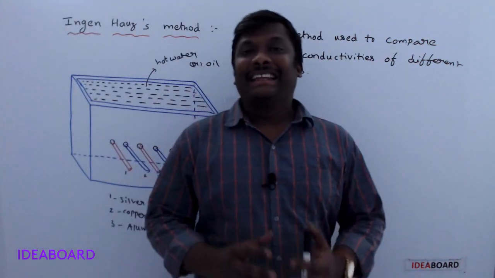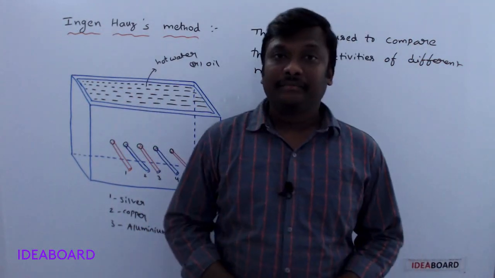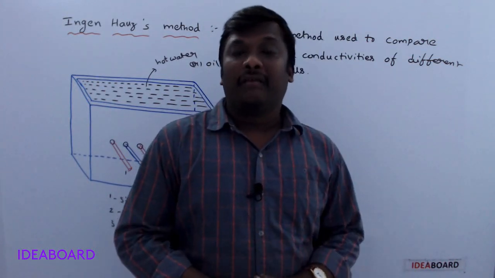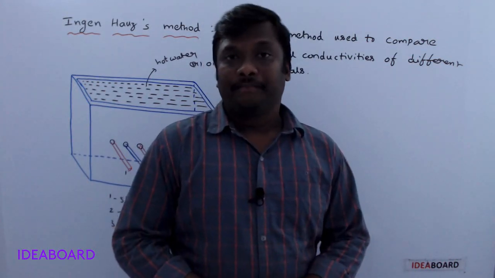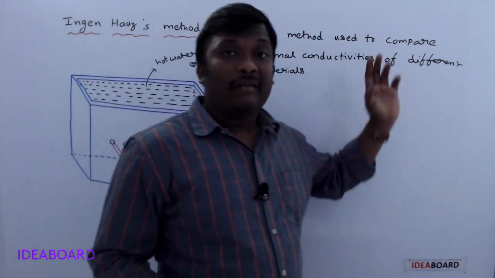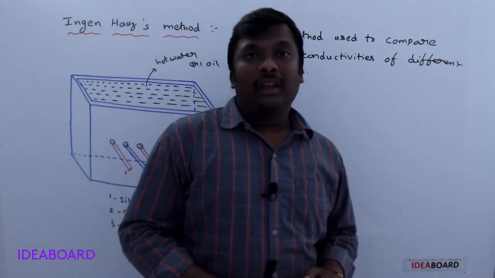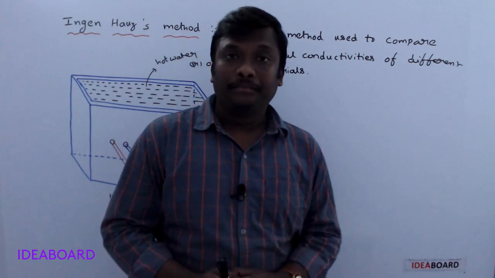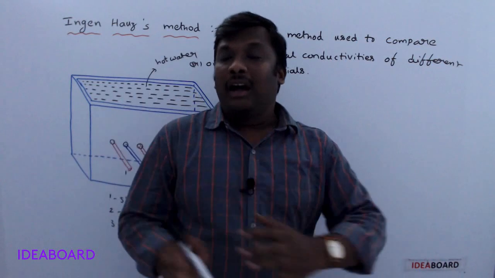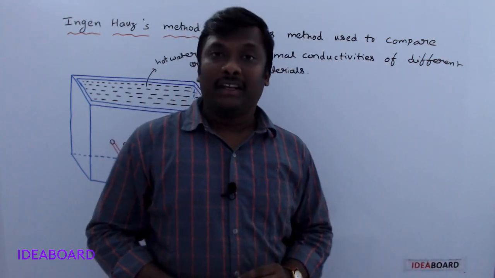Hi students, in this section we discuss the Ingenhousz method. This method is used to compare the thermal conductivities of different substances. Okay, we know about the values of K. In the previous section we discussed that, of all types of materials, metals have the highest thermal conductivity.